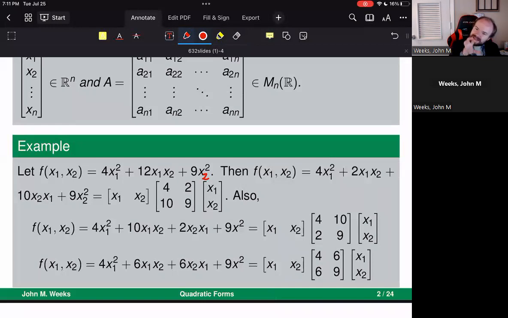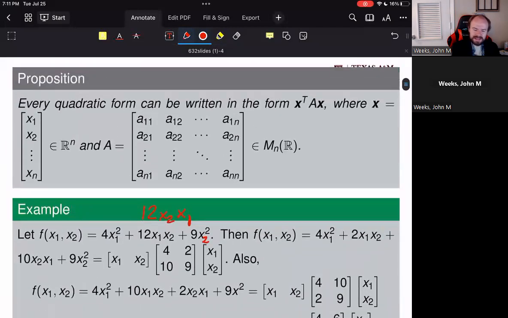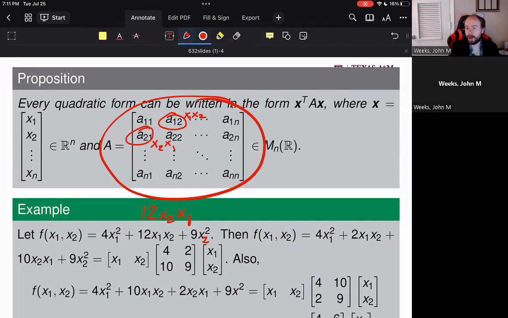And notice that this 12 x sub 1, x sub 2, we could have also written as 12 x sub 2, x sub 1. We could have also written it in this form. Now that's interesting to us, right? Because how are we going to write this in terms of this matrix form? It could be the A12 entry, the one associated to the term x1, x2, or it could be the coefficient of x2, x1.